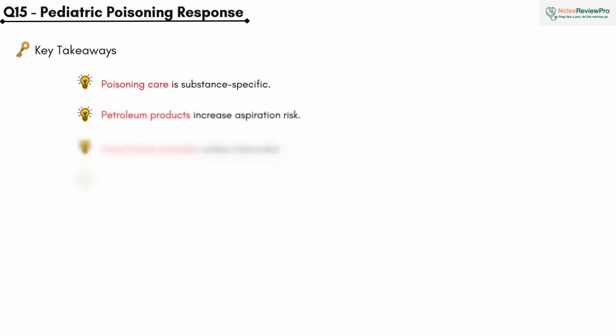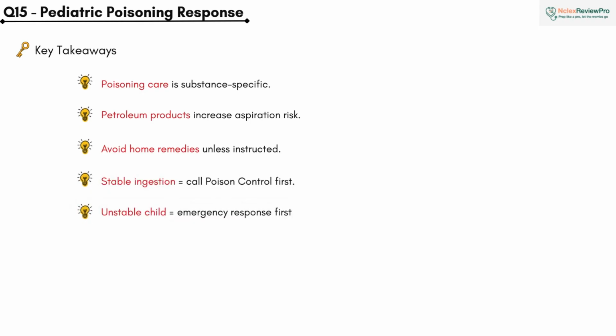The key takeaway is this: poisoning care is substance-specific. Petroleum products increase aspiration risk. Avoid home remedies unless instructed. For a stable ingestion, call poison control first. For an unstable child, emergency response comes first.